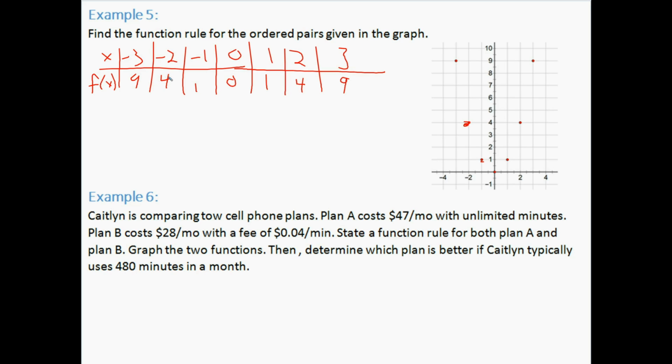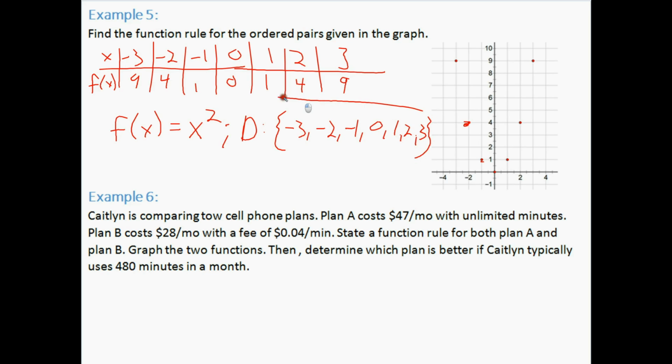So find the function rule. Well, f of x is just, the rule is we're going to square the x value. So we're going to take x squared. Now these are individual points, so we do want to list our domain. Our domain ends up being these numbers up here, so -3 all the way up to 3, those integers, and we get that there.